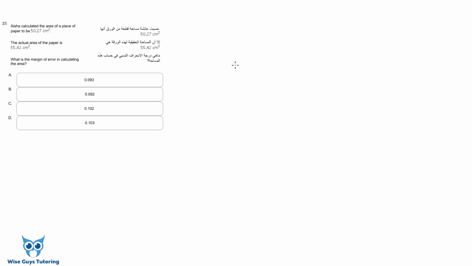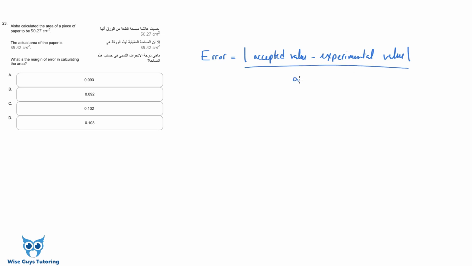So quite a way off, right? Anyway, what is the margin of error in calculating the area? When we're doing error, this is how you calculate it, okay? So the error is what we call accepted value minus experimental value. Sorry about my handwriting. I write in cursive because I studied in French. And you divide that by accepted value.